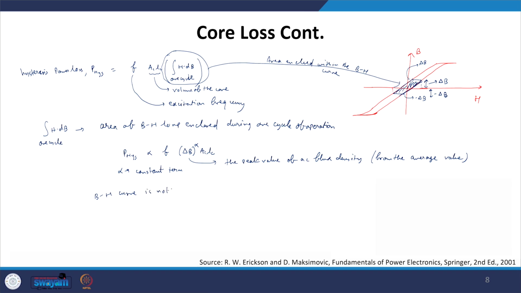Now this particular hysteresis loss we have written down for the case when our BH curve is not changing for the particular excitation frequency. That means we assume that whenever we have given excitation of certain frequency, the BH curve will still be the same. That means there is no change in your mu value due to other operating conditions. So this is what we get for the hysteresis loss. Now, the hysteresis loss is proportional to delta B raised to power alpha, where alpha is nothing but a constant term which is dependent on the core material.